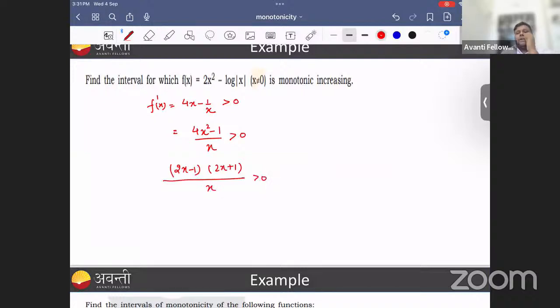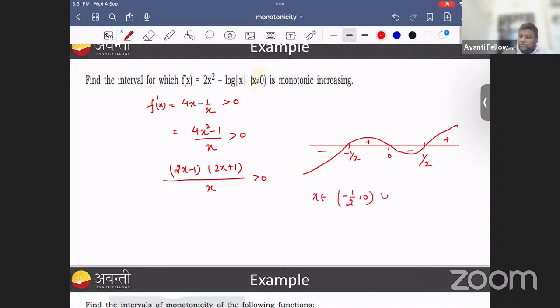Now we have learned about the Wavy Curve method. So mark all the zeros here, minus 1 by 2, 0 and 1 by 2. Mark all the zeros in their increasing order. And now if you see, this is the graph. So plus, minus, plus, minus. What are we looking for? Positive. That means x belongs to minus 1 by 2 to 0, union 1 by 2 to infinity. So this is the interval where the function is increasing. Got it?